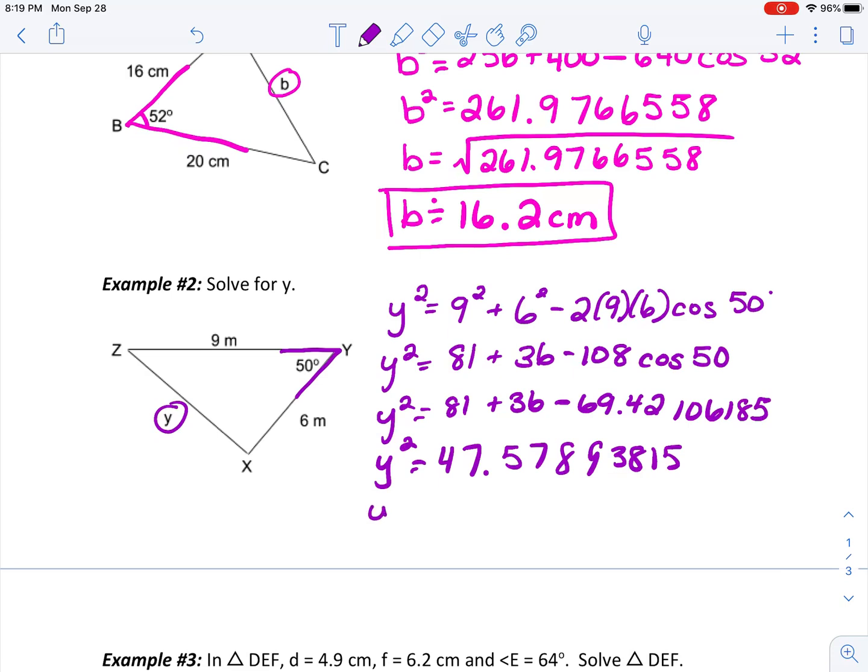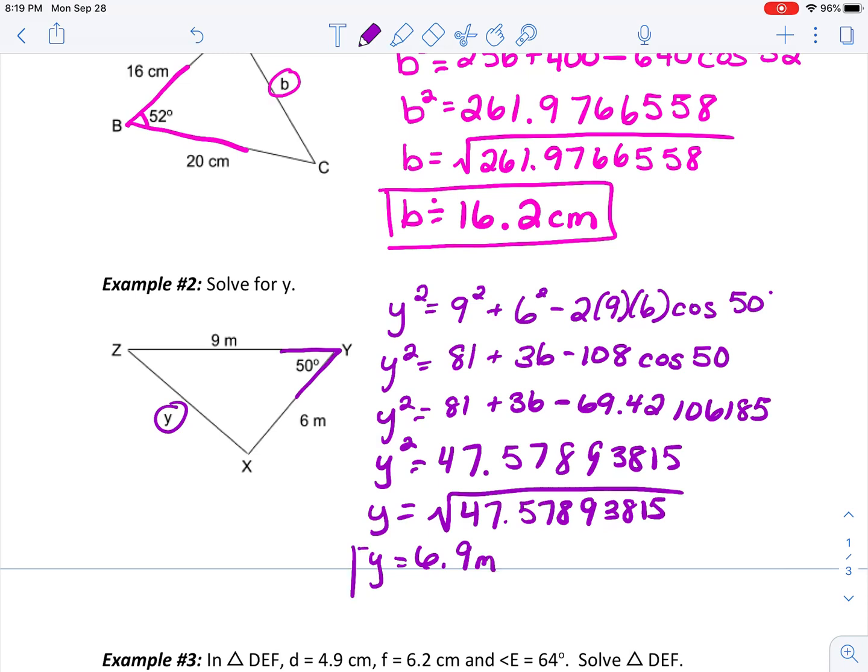47.578938115. I want y, not y squared, so we are going to square root it. Remember, we're not going to do plus or minus because we're looking at a side length, so we just want the positive answer. And I get approximately 6.9 meters.